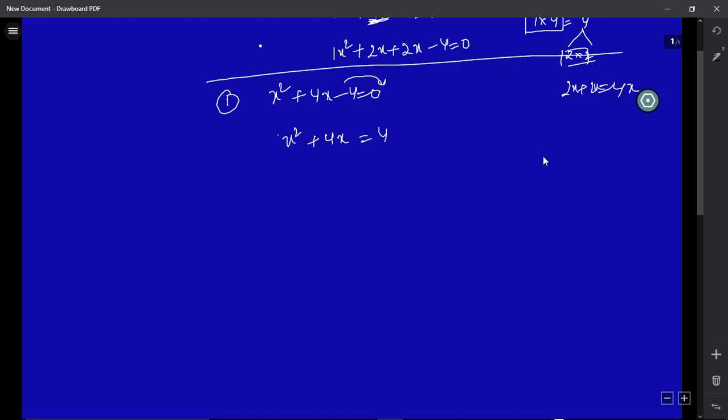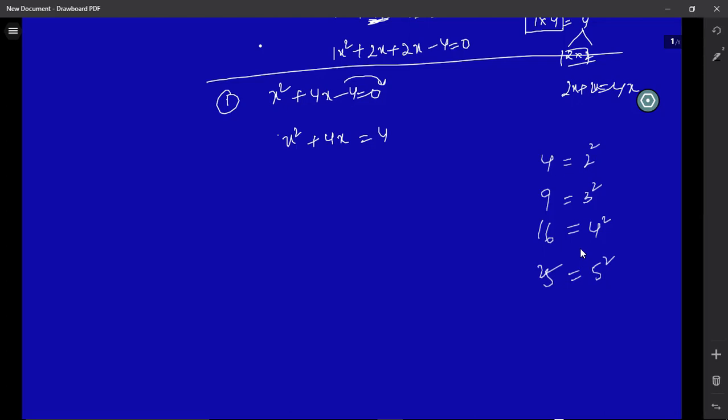Now what is a perfect square? 4 is a perfect square, 9 is a perfect square, 16 is a perfect square, 25 is a perfect square. Why? Because 4 I can write as 2 square, 9 as 3 square, 16 as 4 square, 25 as 5 square. So if I can convert the left hand side into the form of a square, it means I have converted the left hand side into a perfect square. Doesn't make sense? No issues. Let's go ahead and work on it.